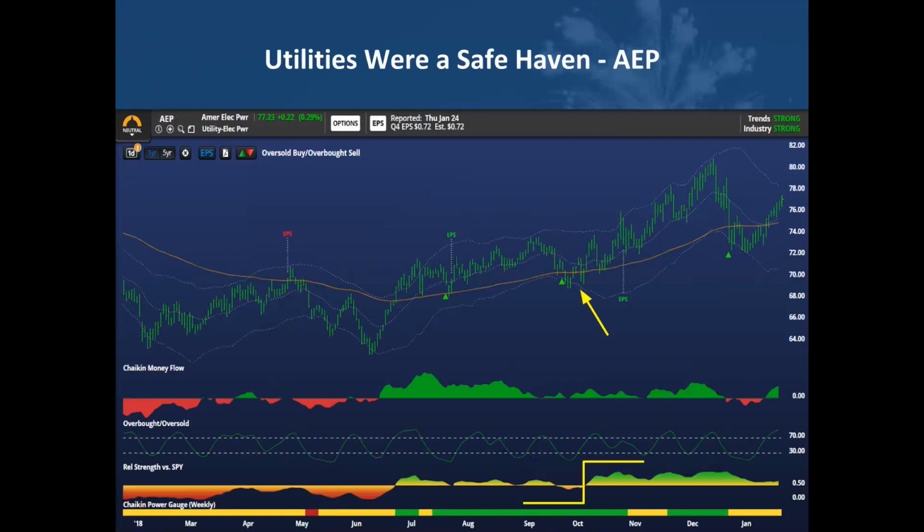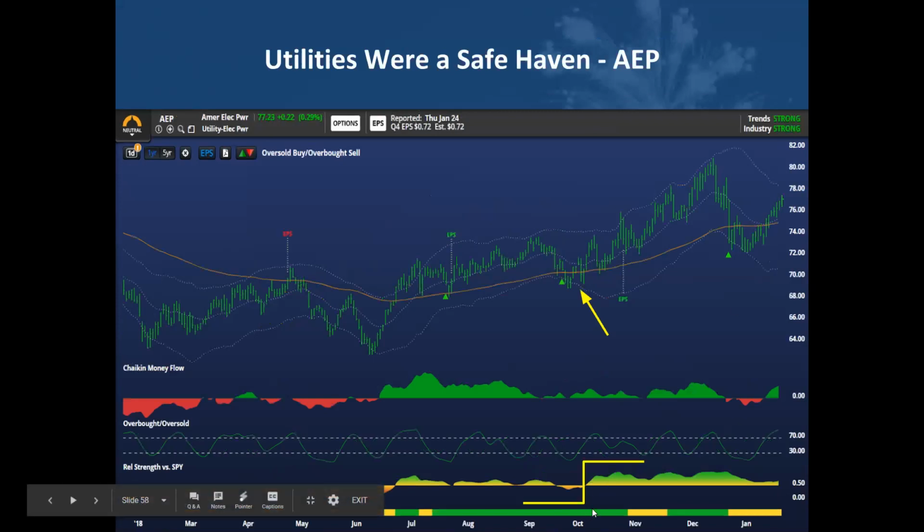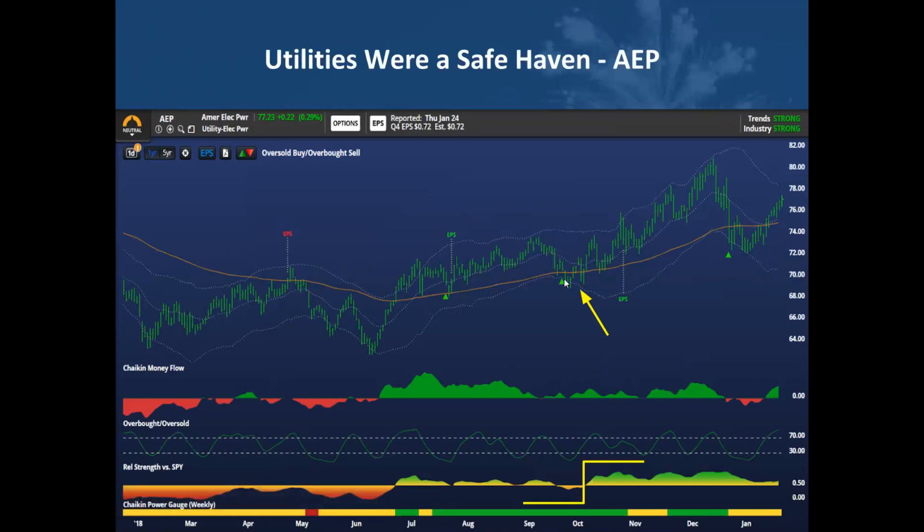But part of being defensive means there will be opportunities to actually make money on the long side. Utilities were a safe haven as the market was going lower, and we identified American Electric Power back here in the October timeframe. So as the market was heading lower, AEP was a solid outperformer. What we had at the time was a bullish stock outperforming the market being accumulated. It triggered one of our proprietary buy signals. We suggested it as a long idea around $70 on its way to 80.